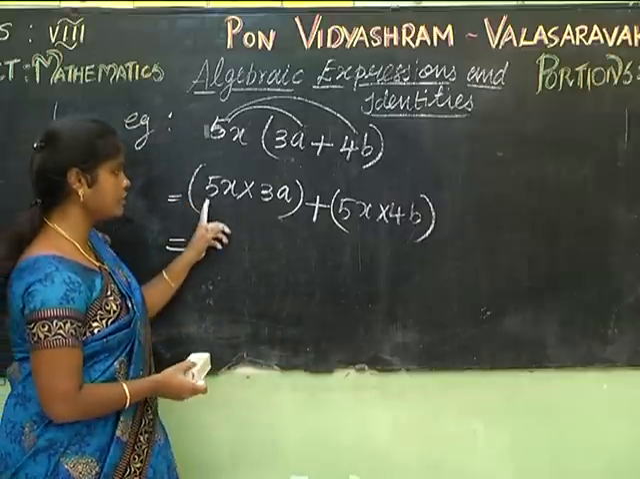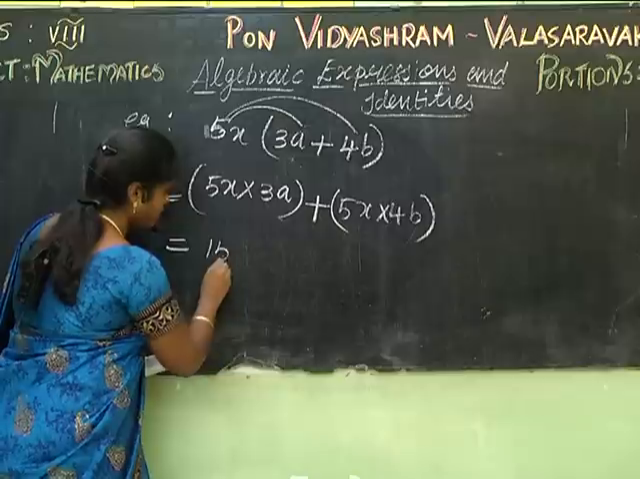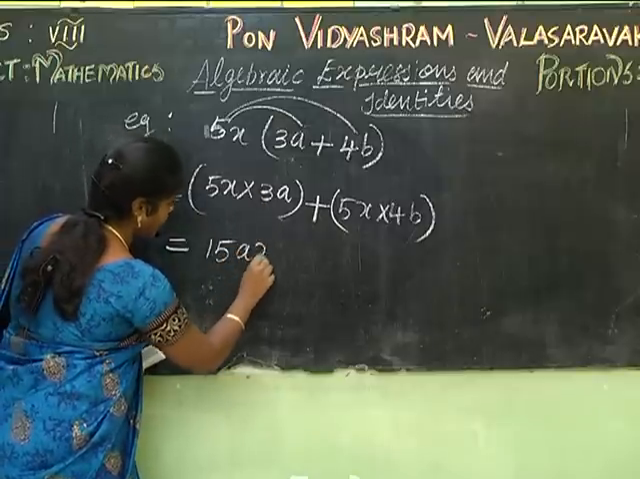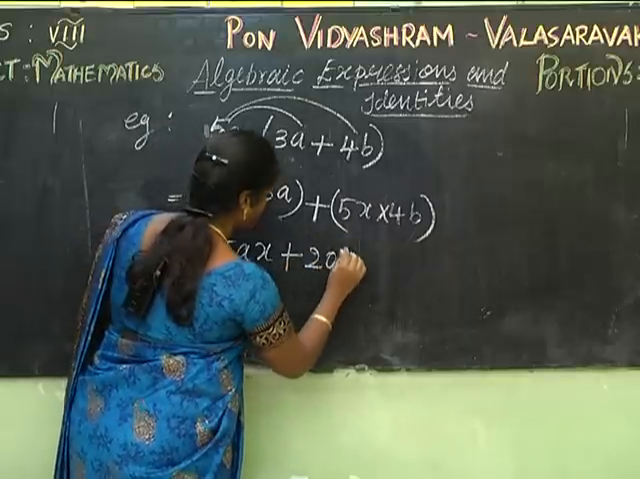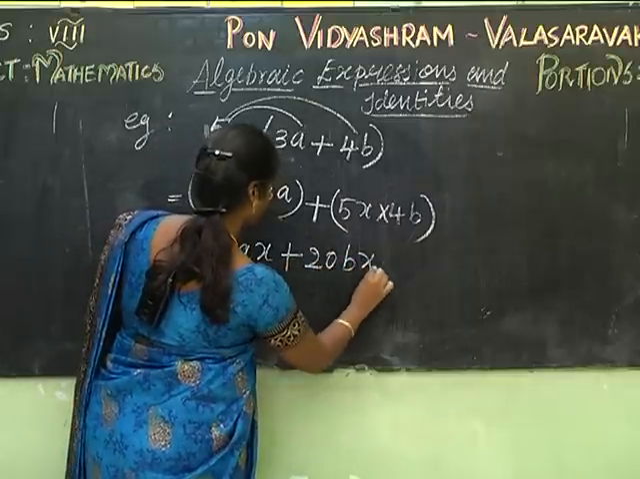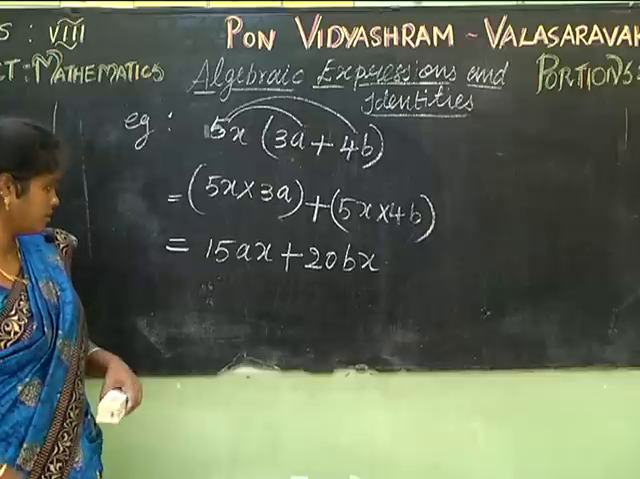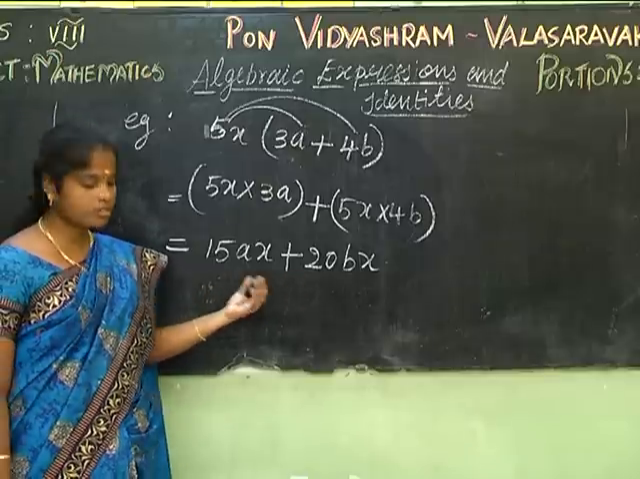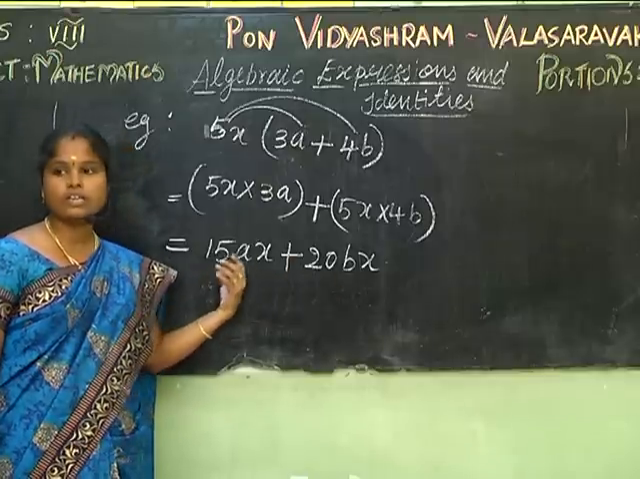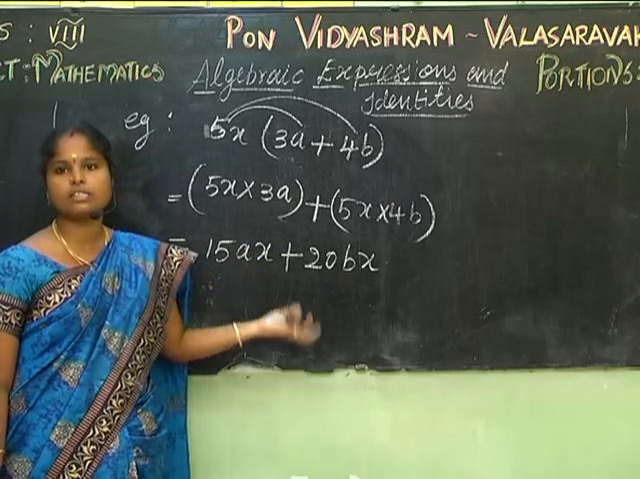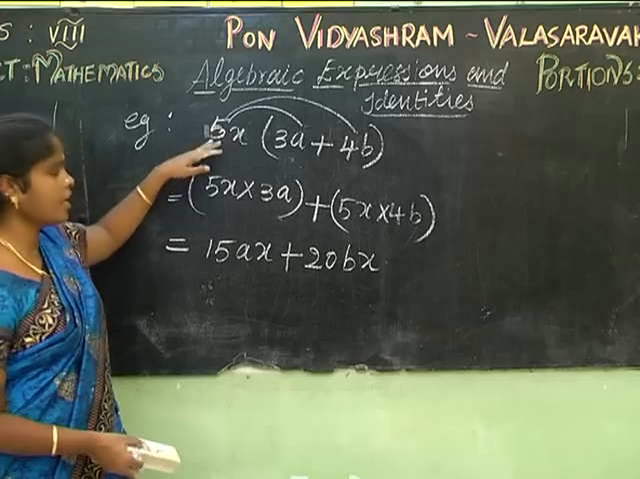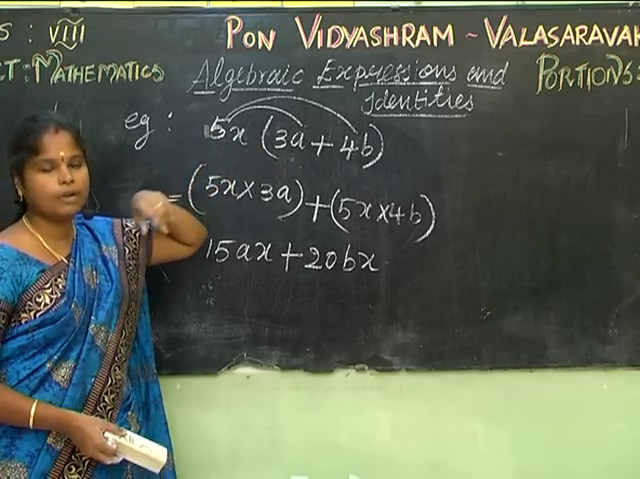Now multiply the numerals. 5 3s are 15. Then write the variable as ax plus 5 4s are 20, 20bx. That's all. This is the final result. We cannot simplify this because both the terms have different variables. Here x is the same, but a and b are different. So we cannot simplify any further. So this is the example for a monomial by a binomial.